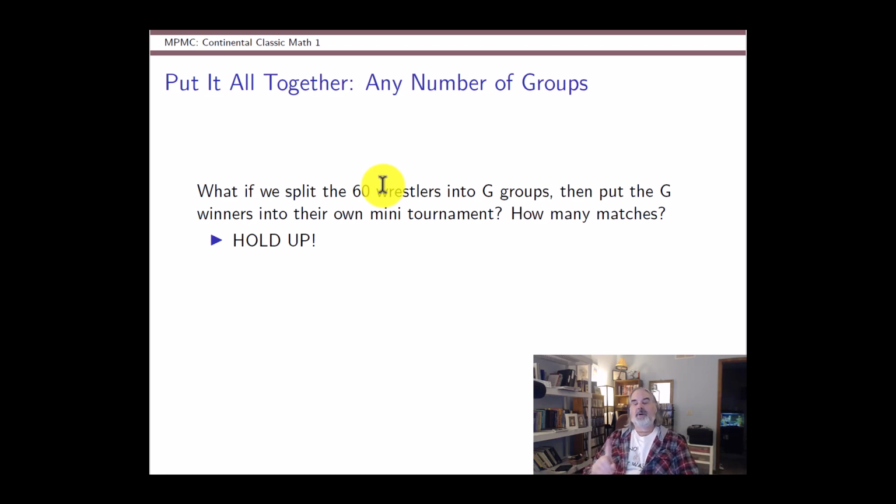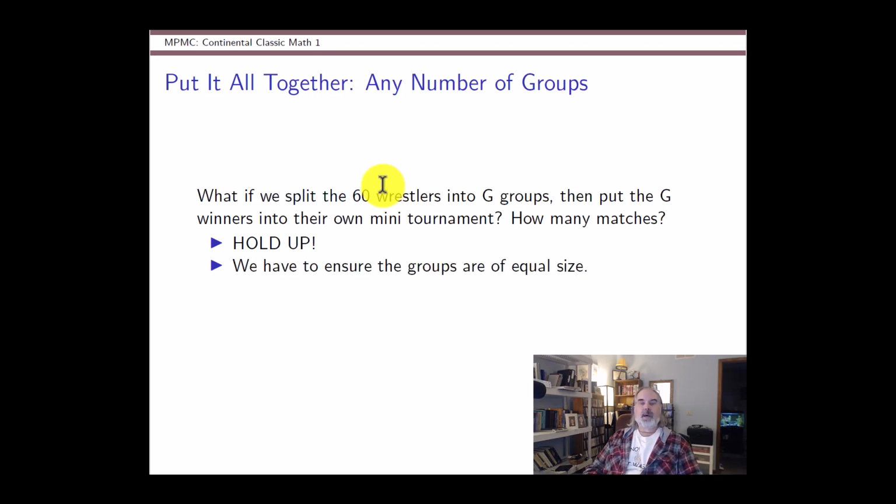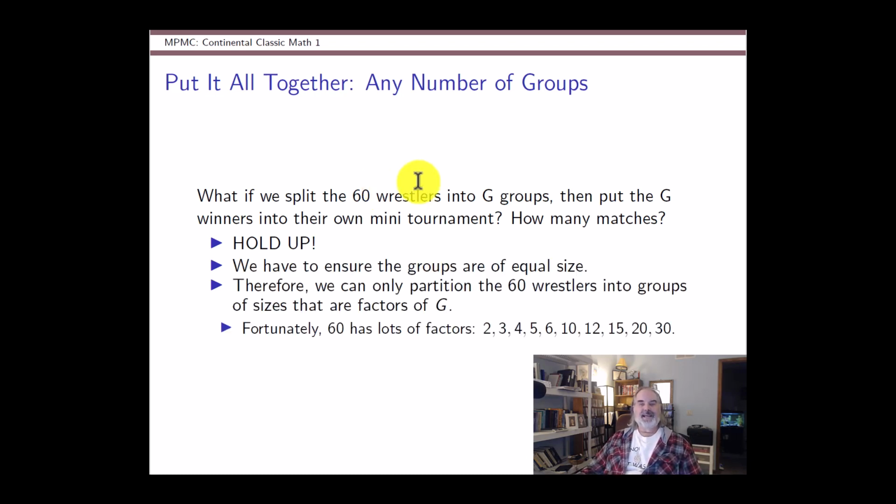All right. But hold up, because if we have 60 wrestlers, we can't just pick any number of groups, right? We want to be able to split them evenly. We don't want to take 60 wrestlers and split them into 13 groups, because that's not going to be an even division and one of the groups is going to be out of whack, right? So we have to make sure the groups are of equal size, and that means if there's 60 wrestlers and we're going to split them up into groups, we can only break them up into groups that are counts of the factors of 60, okay?